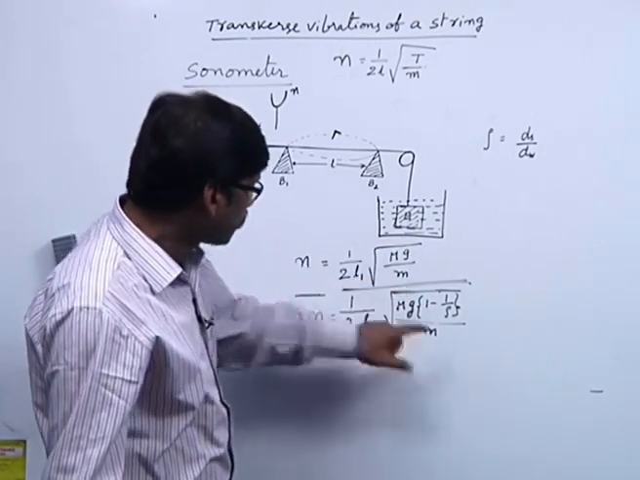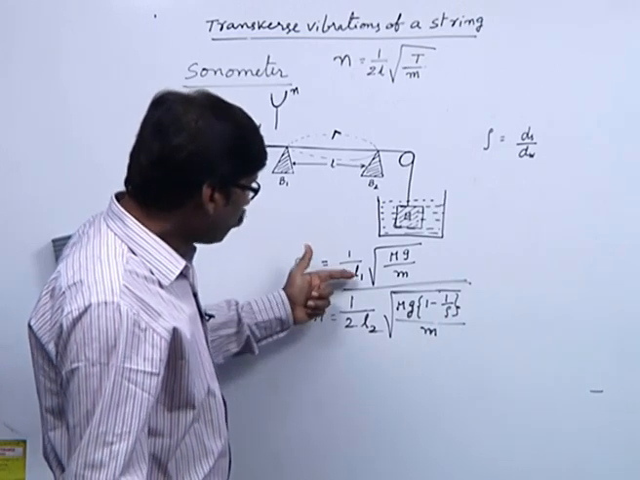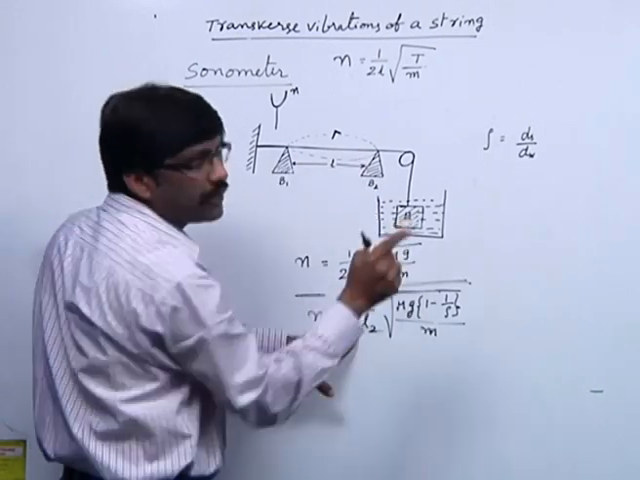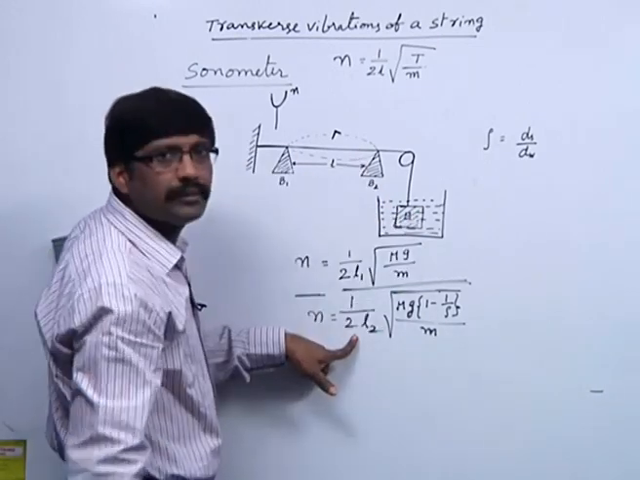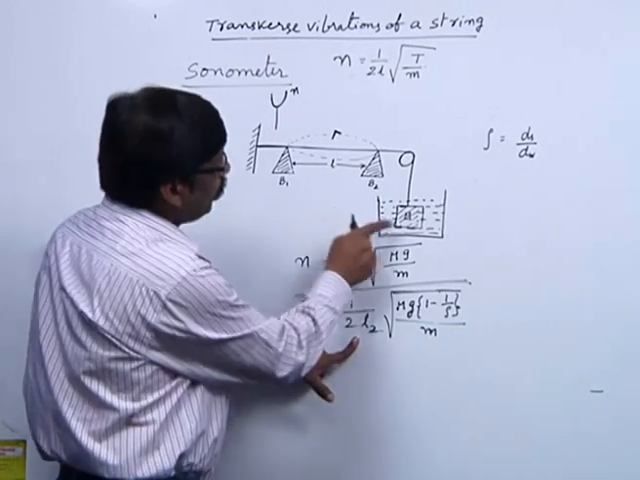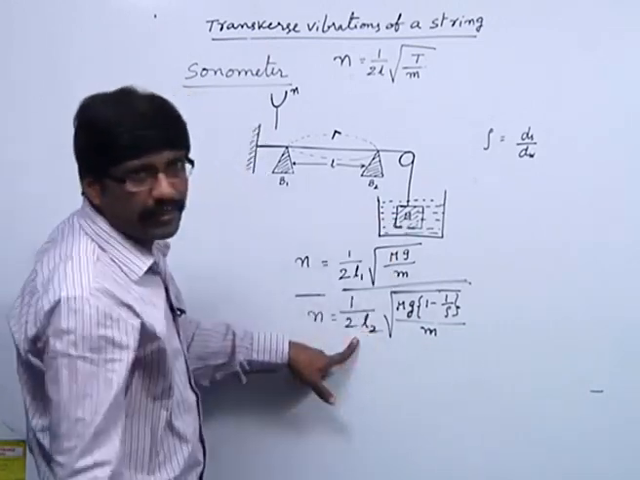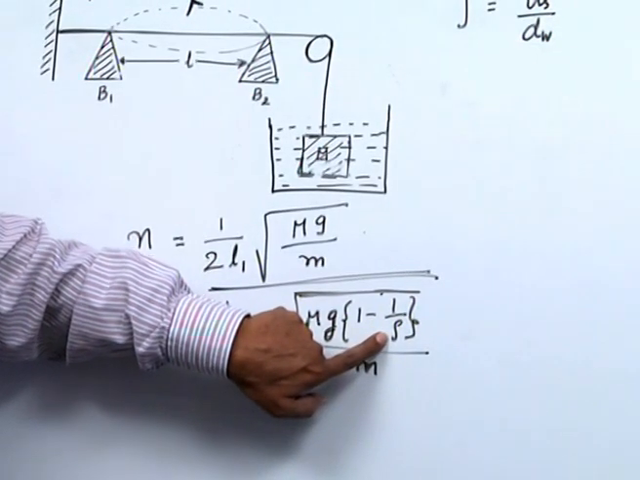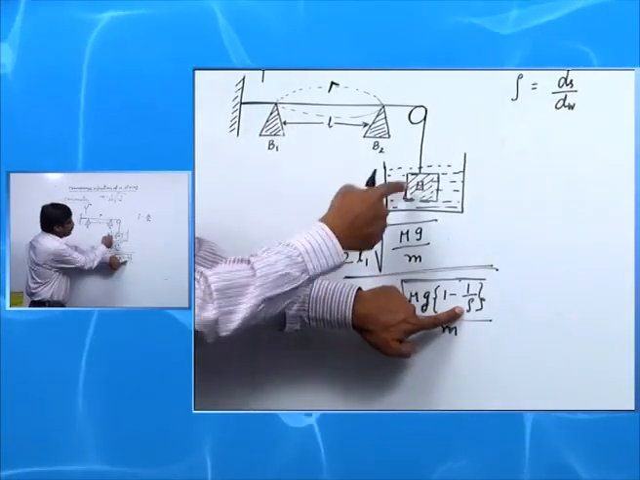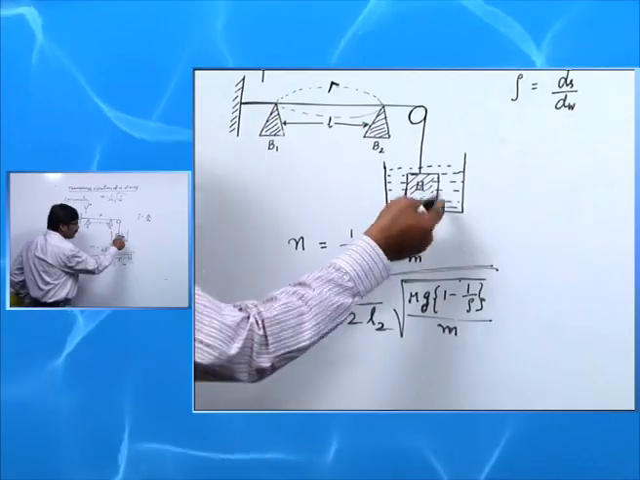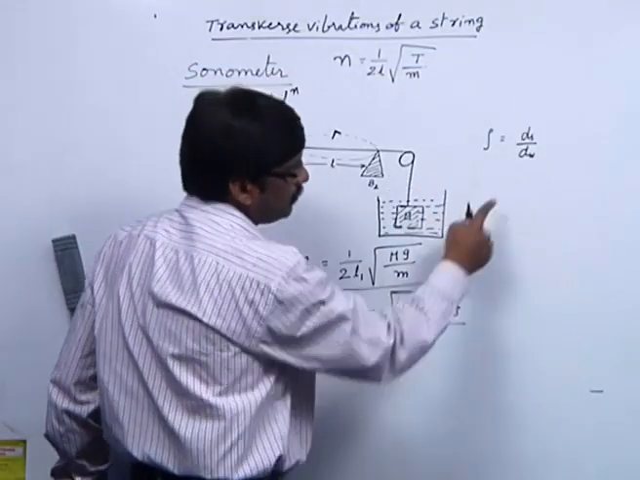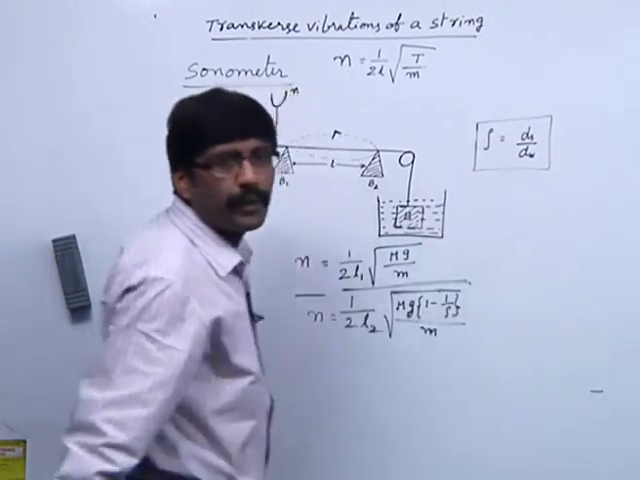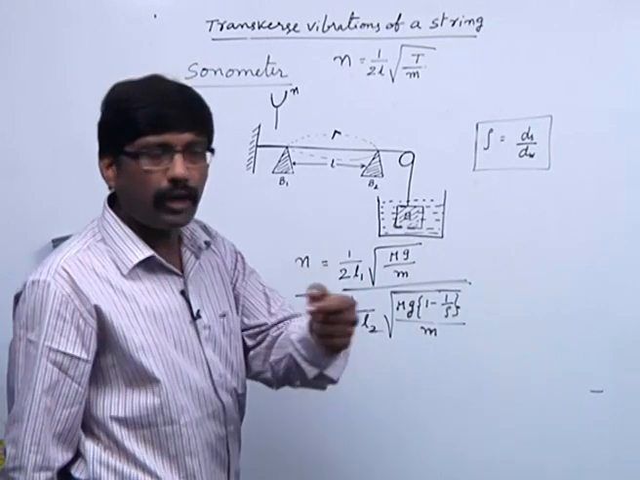mg by M gets cancelled, and so on. By knowing L1 and L2, where L1 is the resonating length when the suspended object is in air, it may be a sphere or any other form, and L2 is the resonating length when it is in water, I can calculate the relative density of the object. Or for some other liquid, you keep it here and we can find that out also. So, using this simple sonometer setup, I can measure the density of a solid or liquid.